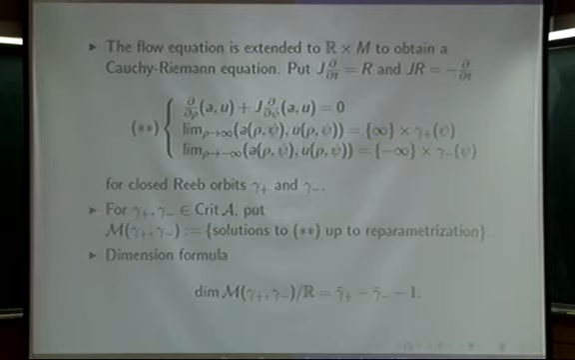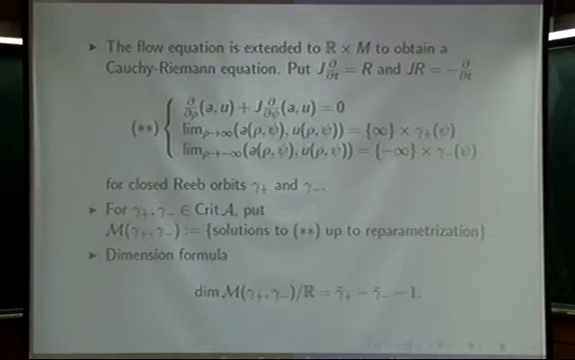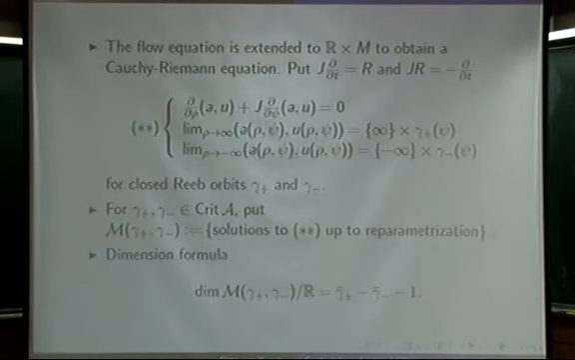So we define a moduli space as solutions to this flow equation up to reparameterization. And now there is a dimension formula and it has this form. So let me say something about this. There are now a bunch of problems. So first of all, before I claimed that this moduli space of trajectories between critical points was a smooth manifold, and for that you needed some mild condition. You needed the gradient vector field to be Morse-Smale.